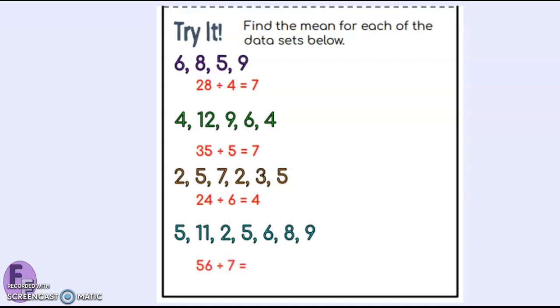Add 5 plus 11 plus 2 plus 5 plus 6 plus 8 plus 9. Divide by 7 because there are 7 numbers in the data set. The mean should be 6.57.